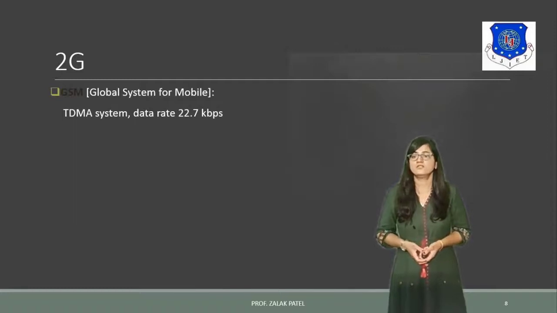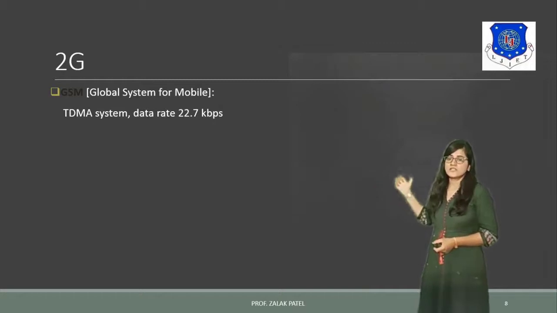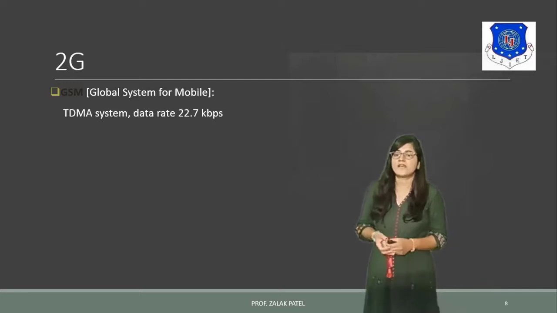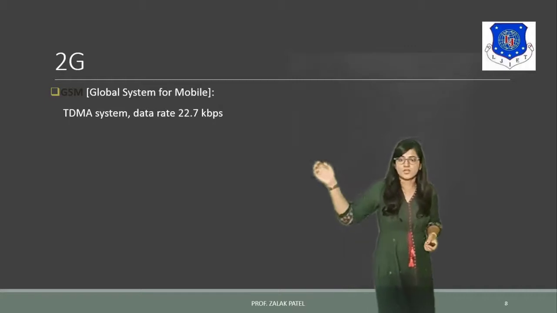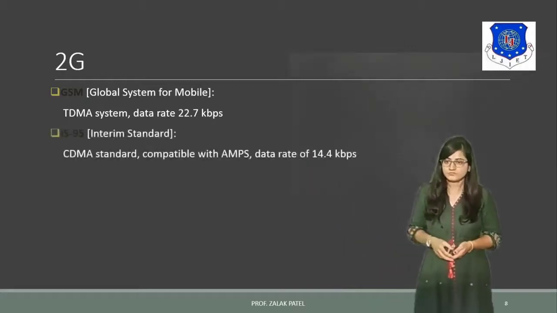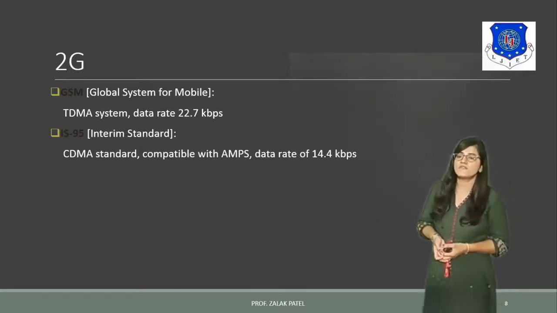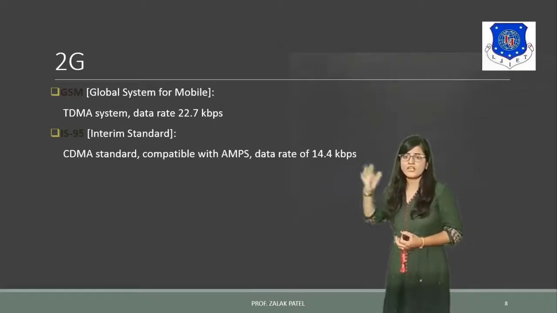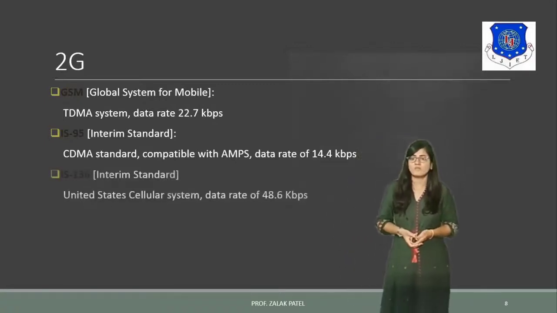First of all, for the second generation, the first is GSM, which stands for Global System for Mobile. For GSM, the multiple access scheme used is TDMA, time division multiple access, where data is sent in terms of time slots, and the data rate is 22.8 kbps. The second one is IS-95, Interim Standard 95. It is a code division multiple access standard which has backward compatibility with AMPS. It has a data rate of 14.4 kbps.